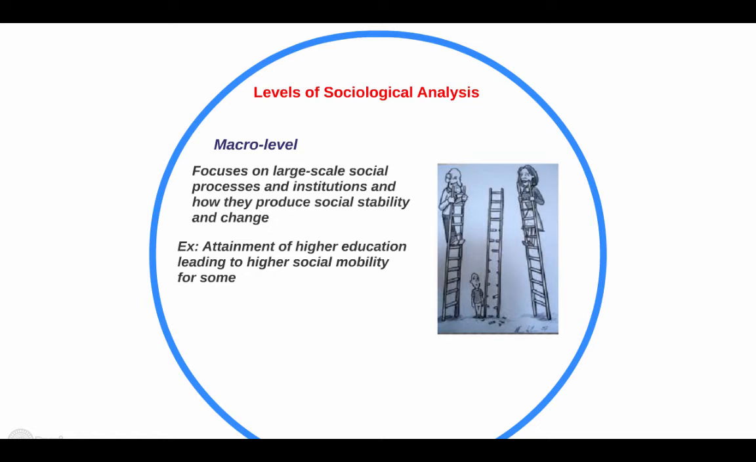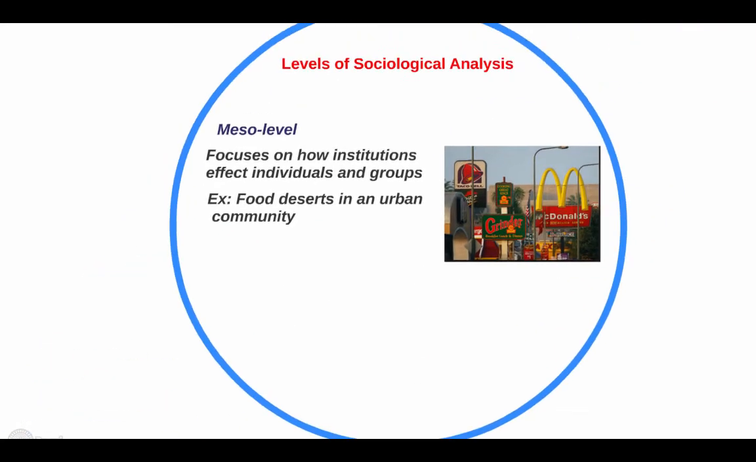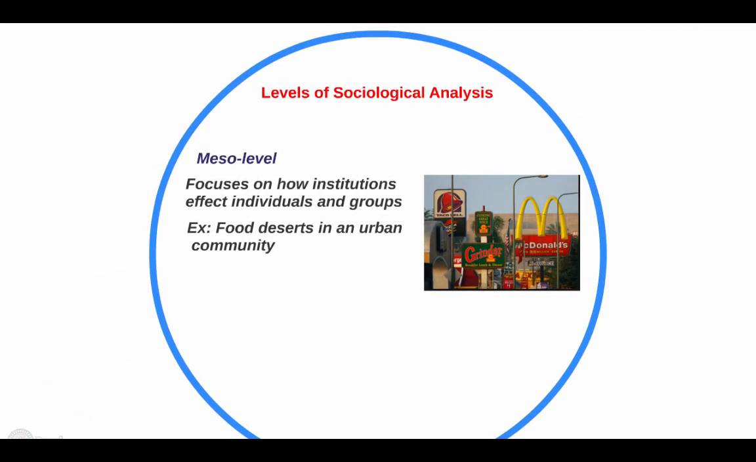Next, let's talk about macro-level sociology. This level focuses on large-scale social processes and institutions and how they produce social stability and change. Social processes can include urbanization, industrialization, and migration. Social institutions can include the economy, education, and media, for example. An example at work is the attainment of higher education leading to higher social mobility for some.